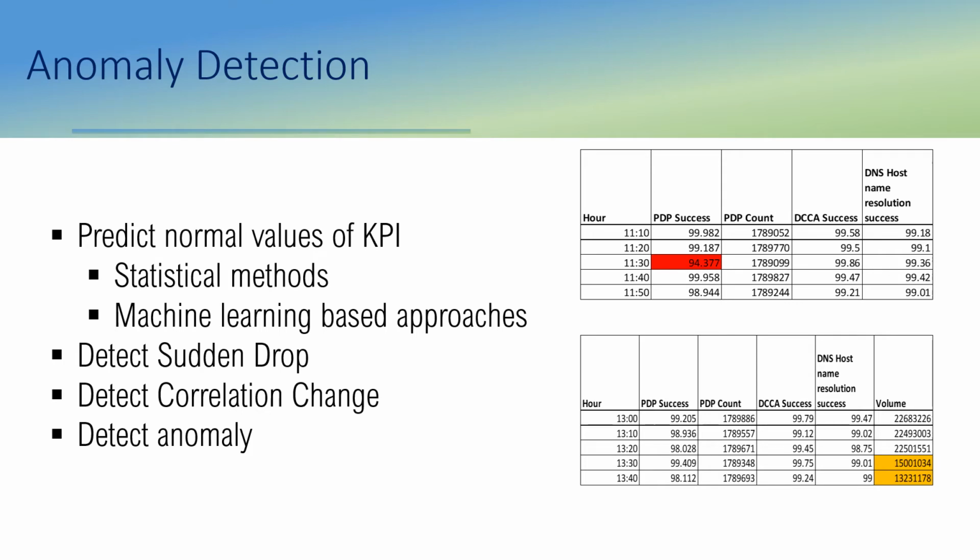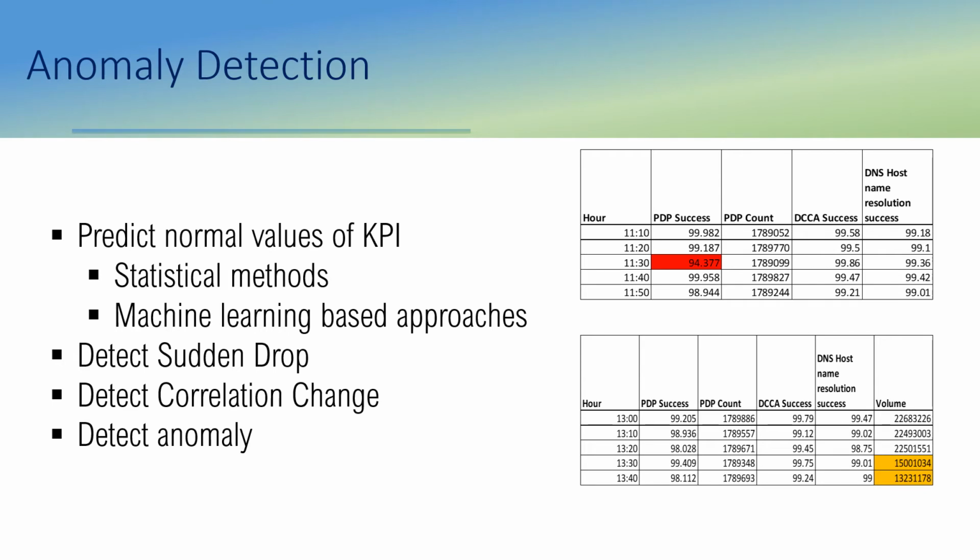If you look at the first table, there is a dip in the PDP success rate. Like this value which you are seeing here, which is highlighted here, is deviant from the normal behavior of the network. Likewise, there could be a dip in the attach success rate or dip in the DNS resolution success rate. So any of these KPIs deviating from their normal value is indicative of an anomaly.